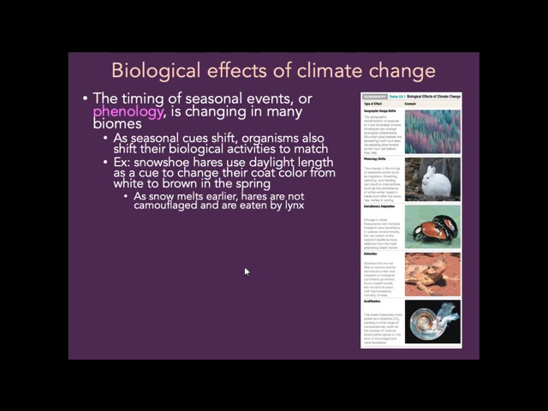One example would be a snowshoe hare, and their cue is daylight length. When the days are over a certain length, it causes them to change their coat color from white to brown in the spring. But because the snow is melting earlier and earlier, they are stuck like this, a white hare on a dark background, because this is just the physiological cue that their body uses to determine when to shed their white coat and grow a brown coat. But because of global climate change, it is becoming warm earlier. So that's bad. That's a phenology shift.